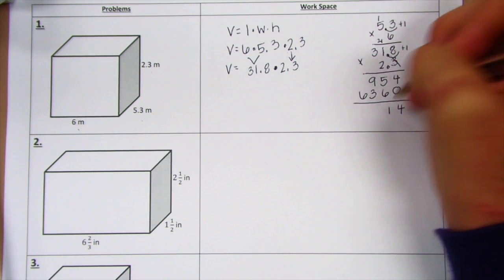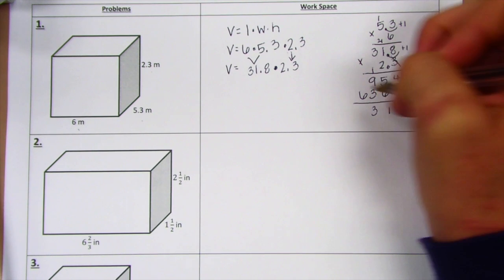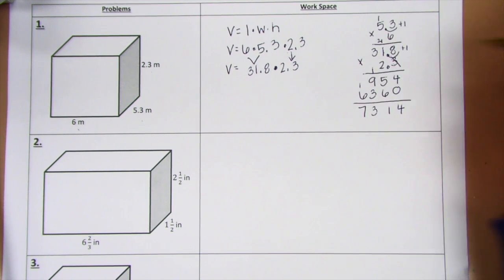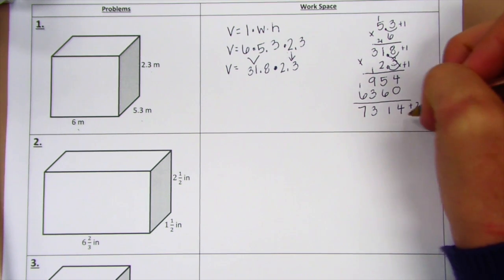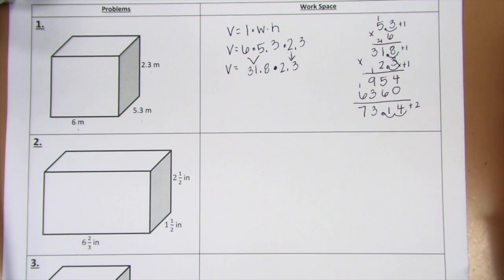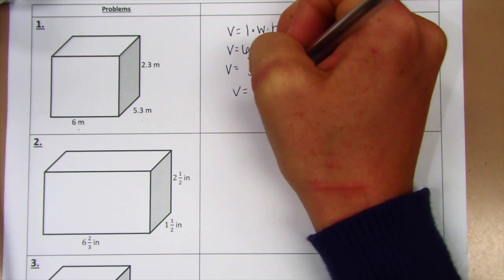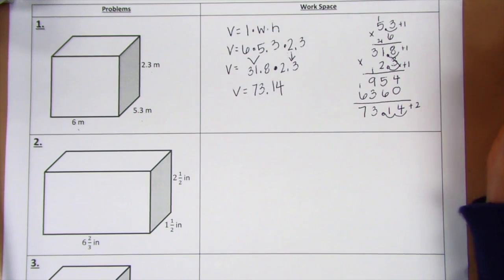Add them all up, and I'm going to get 7,314. But we're not going to forget about our decimals, so I'm going to count them up in my problem, and I'm going to find that I need to move my decimal 2 places over. And that gives me 73 and 14/100.